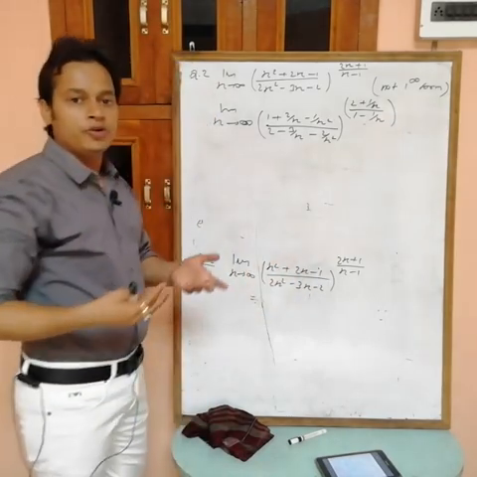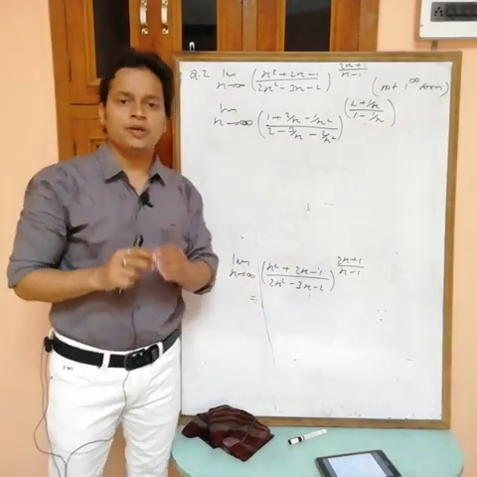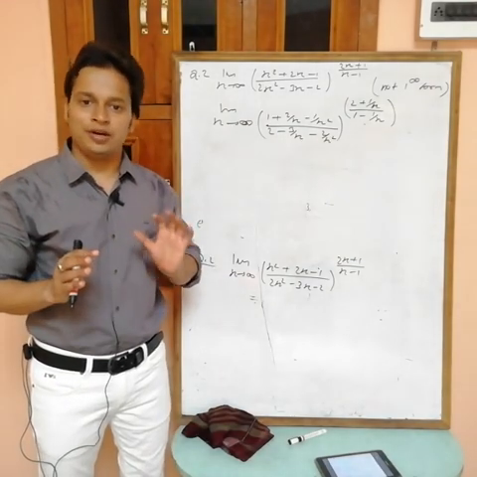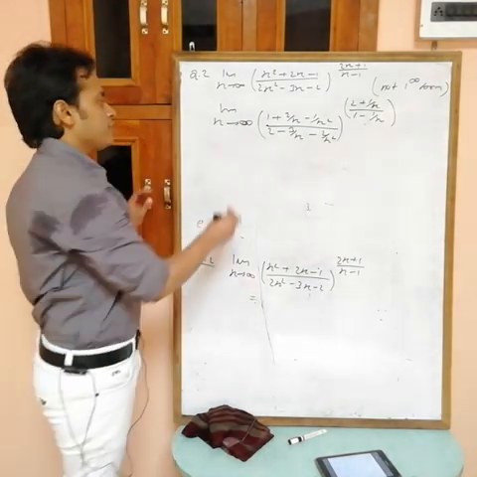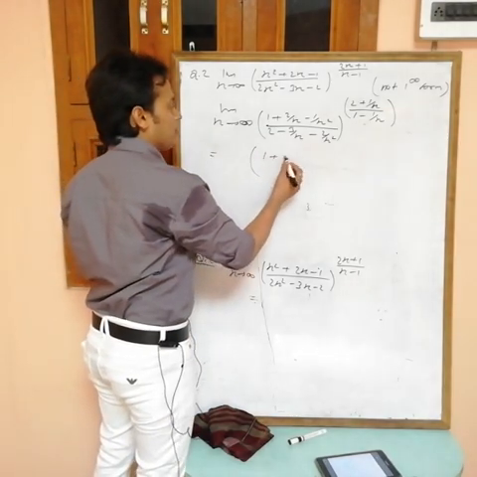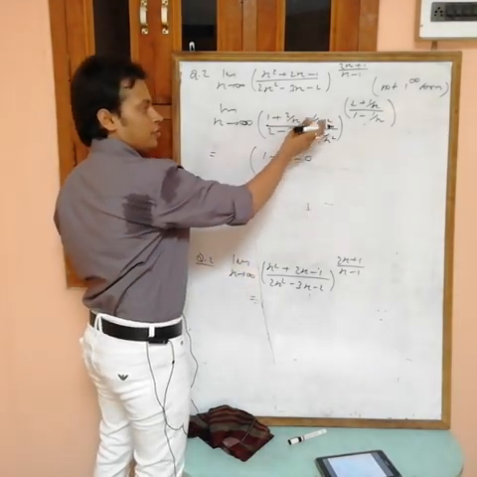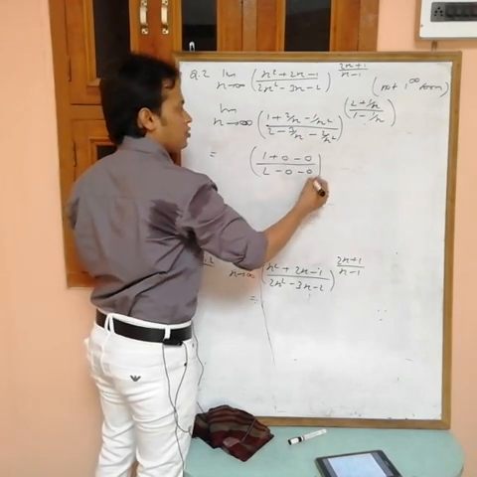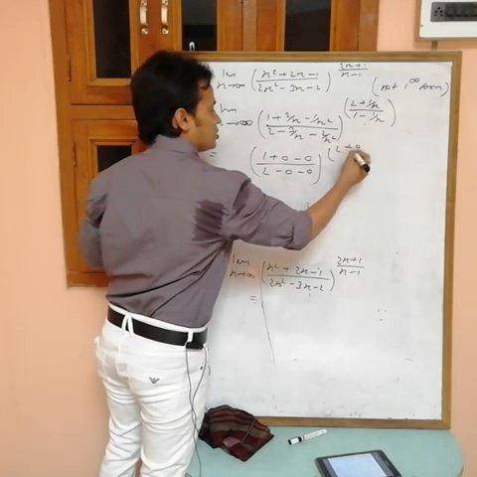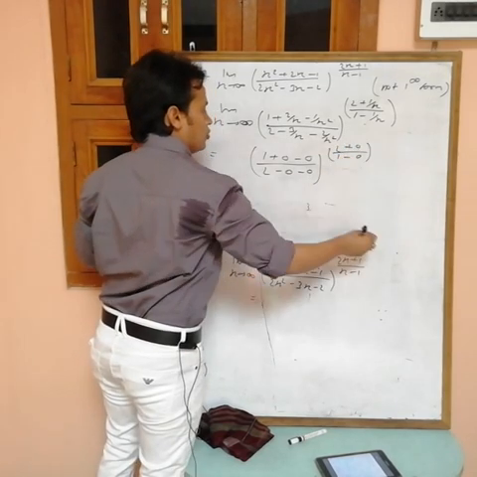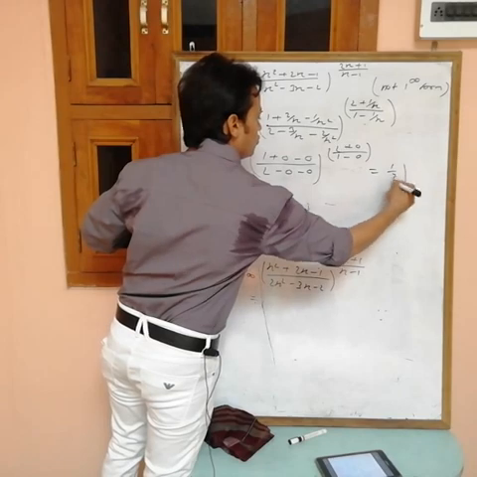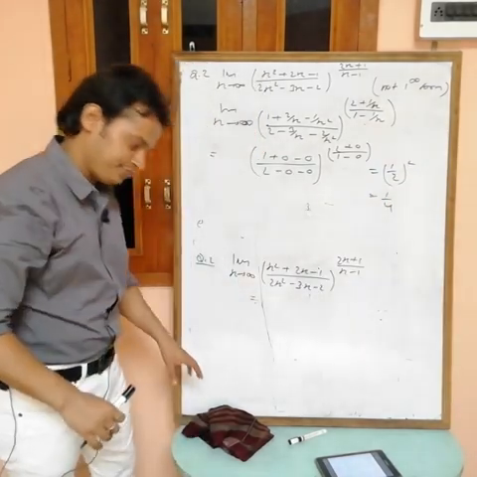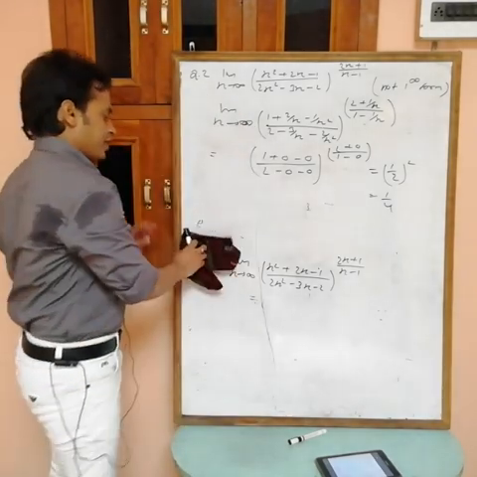Now x in denominator, if x is in denominator, then no problem, because anything by infinity becomes 0 and 0 is finite. Now put x equals to infinity, then what we are getting? 1 plus 0 minus 0, and 2 minus 3 by infinity is 0 minus 0, and here 2 plus 0 by 1 minus 0. So finally we are getting 1 by 2 power 2, that is equals to 1 by 4. Okay, write down.